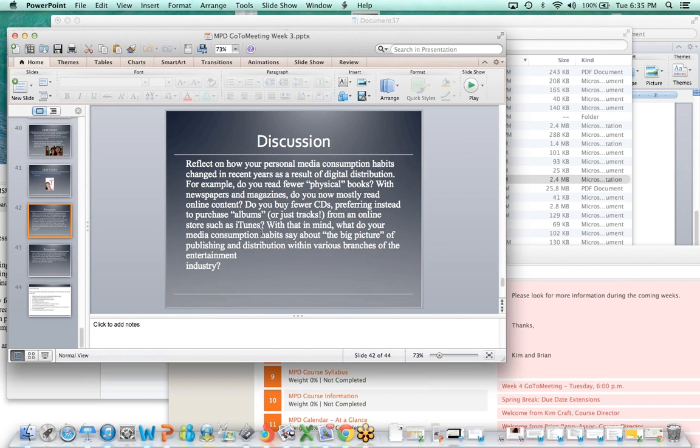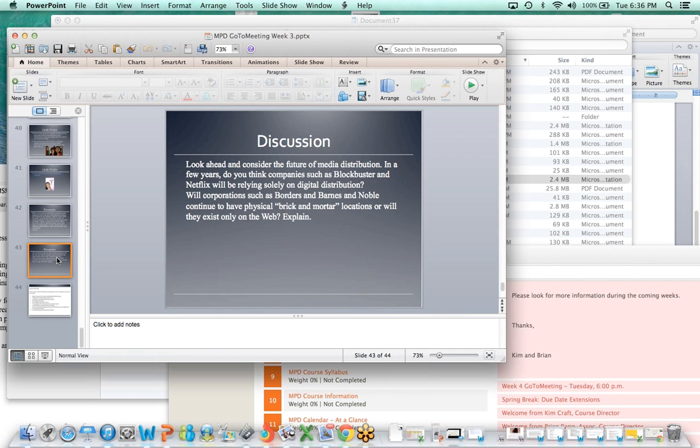In fact, I remember a few years ago there used to be one of those bookstores, either Borders or Barnes and Noble, down in Maitland, and they took that out, right? So we're seeing less in terms of that. And where do you see this going in the future? Do you think that people will continue to buy ebooks, or do you think that physical books will make a comeback? So that's the discussion that you have to do for this week, right?